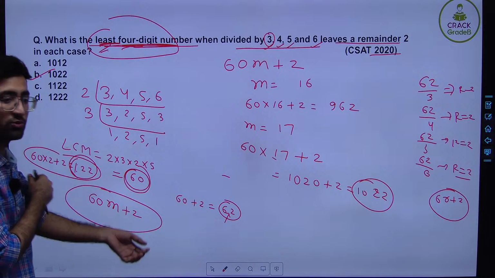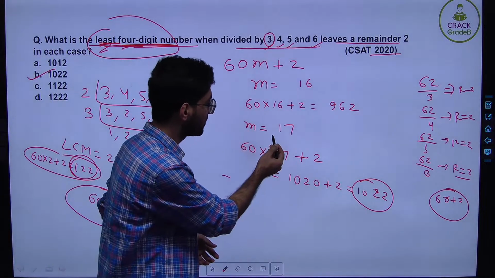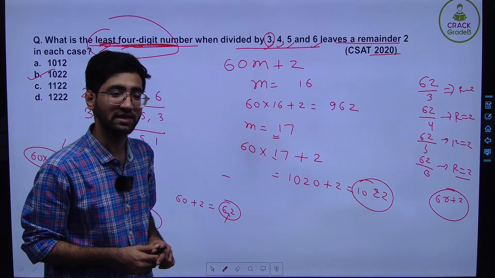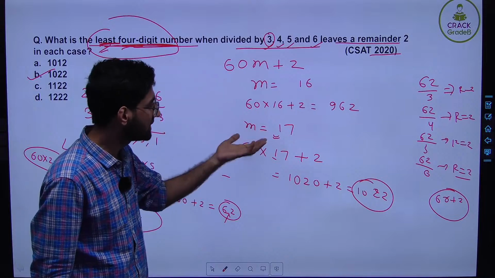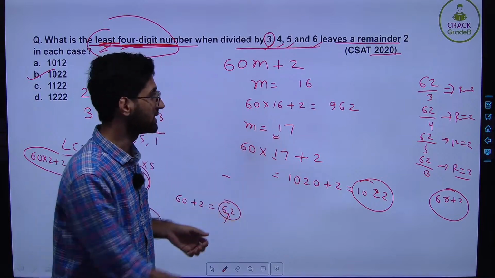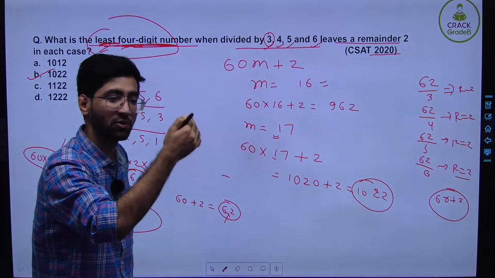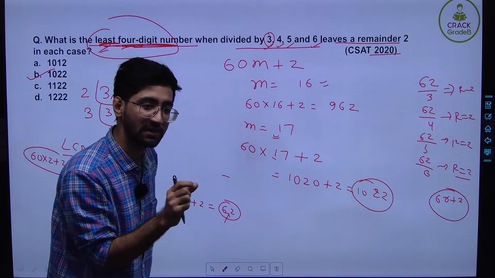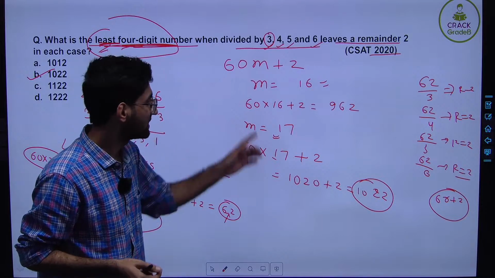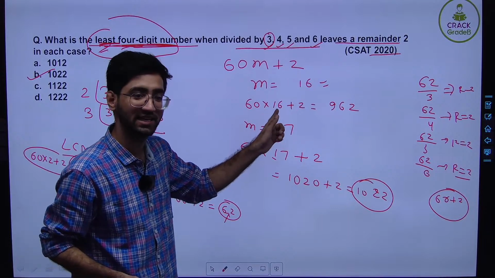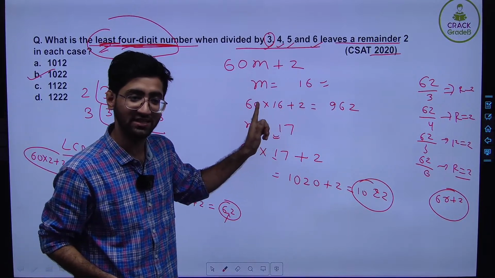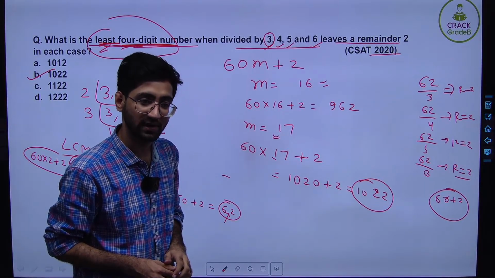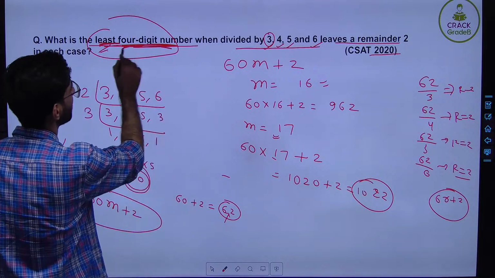But now you will think, how to think that we should put m equal to 17? Now you will ask me how did I think that m is equal to 17? See, I started to put m equal to 1, m equal to 2, m equal to 3, m equal to 4. But being good at multiplication helped me, right? 60 into 16 will be equal to 960. Plus 2 is 962. 60 into 17 will be equal to 1020. So, okay, we have to find a 4-digit number.